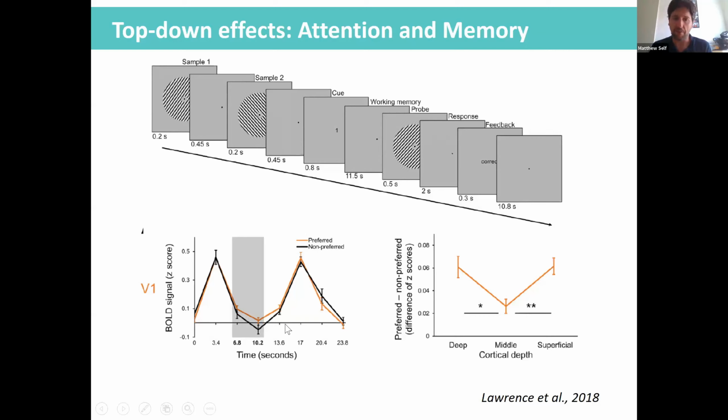And that difference between preferred and non-preferred showed a V-shaped profile. So this is a laminar plot, deep, middle, and superficial layers. You see that the difference between preferred and non-preferred orientations in memory is strongest in the deep and superficial layers. So this really strongly resembles the laminar profile that we observed in our working memory task in monkeys. There's really good agreement here between the laminar fMRI and the spiking.